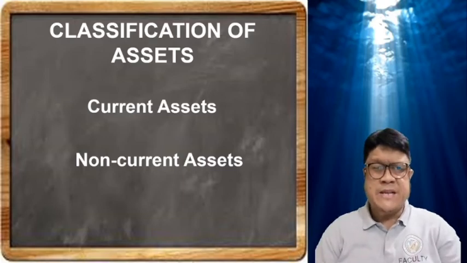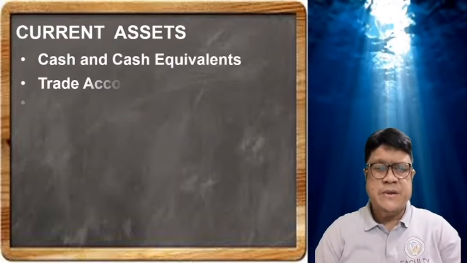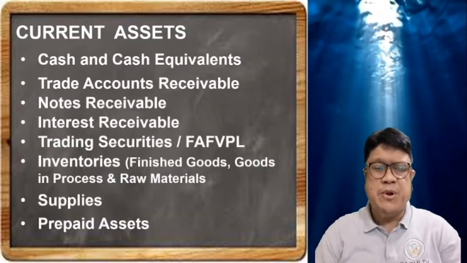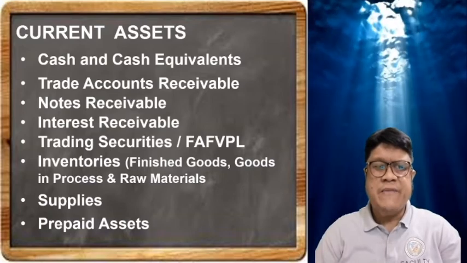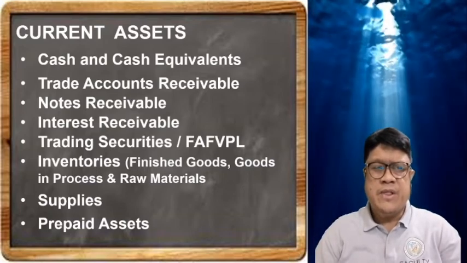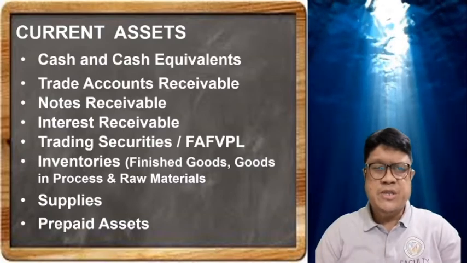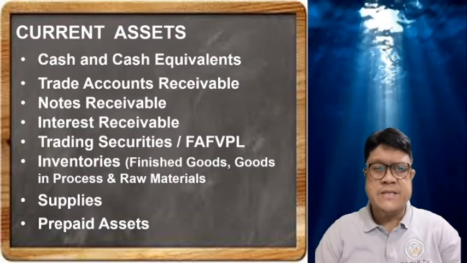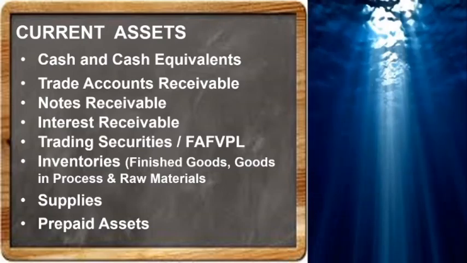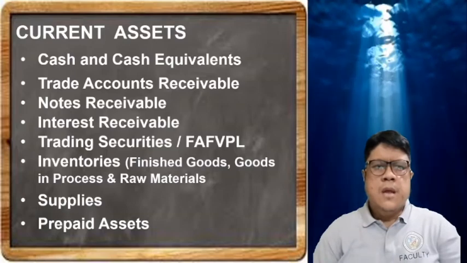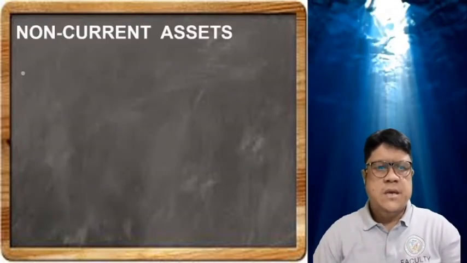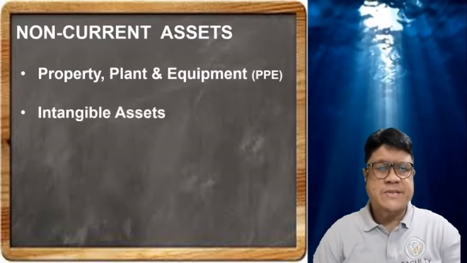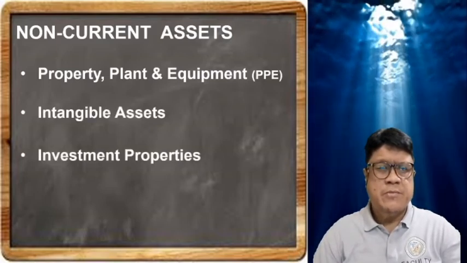Examples of current assets: cash and cash equivalents, trade accounts receivable, notes receivable, interest receivable, trading securities or FAFBPL, inventories, finished goods, goods in process, and raw materials, supplies, and prepaid assets. Examples of non-current assets: property, plant, and equipment or PPE, intangible assets, investment properties, biological assets.